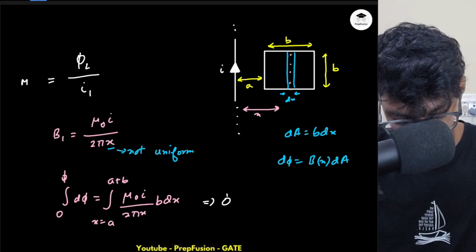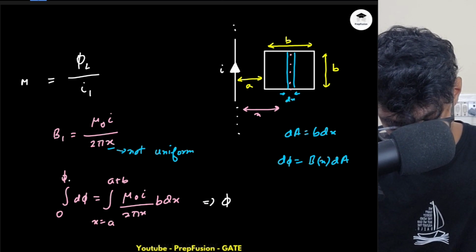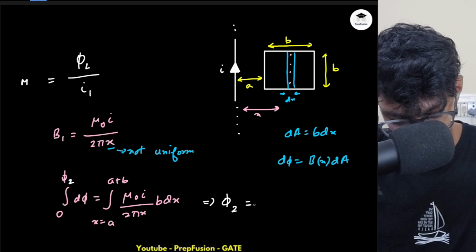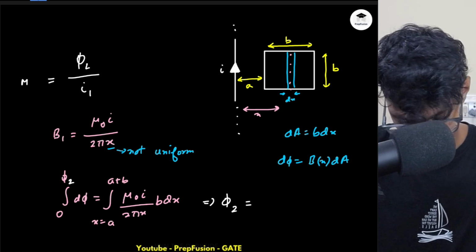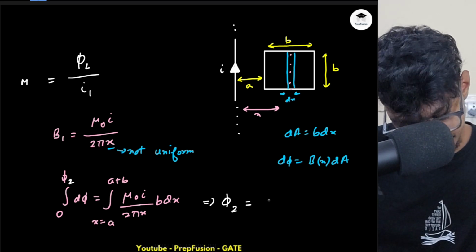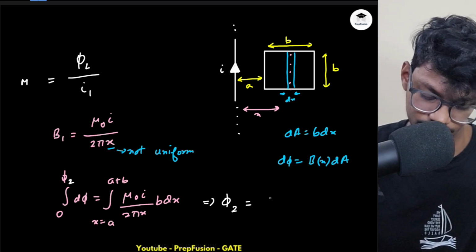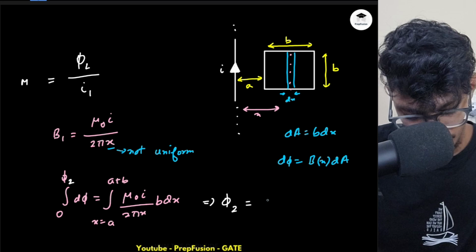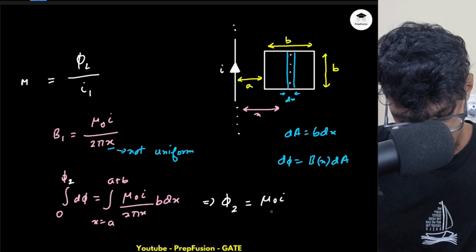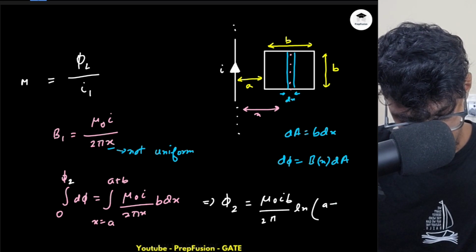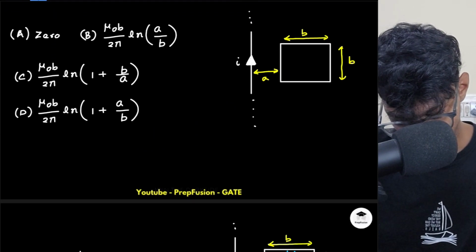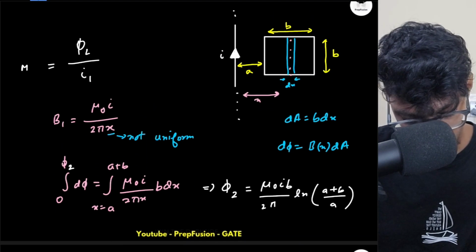So my phi 2, the flux on the second coil, will be equal to, this is I1, just I itself. So phi 2 will simply be, this is ln x, right? Mu naught I upon 2 pi, b is there, ln of a plus b divided by a.